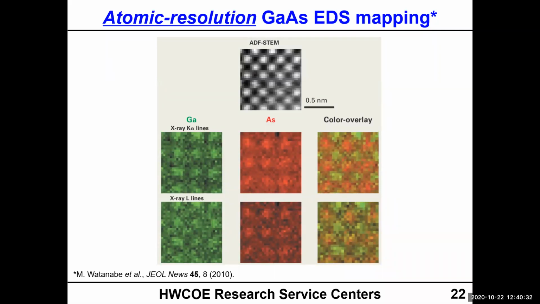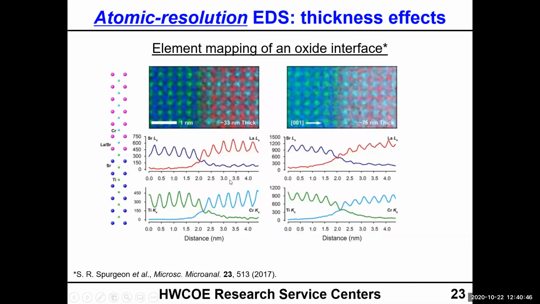But you can analytically figure out which columns are which. Okay, so again, you can map the gallium and you can map the arsenic X-rays. You can do an overlay, and you can clearly see I have columns of arsenic versus columns of gallium. And here's just another example of this, of atomic resolution EDS mapping.